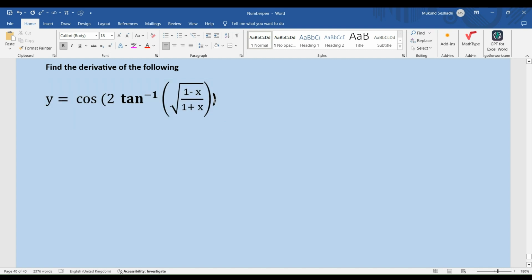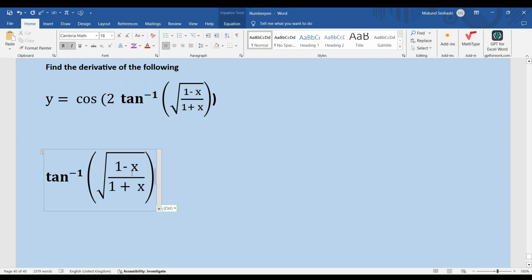And before we jump into applying our derivatives, I want you to take a close glance at this expression, right? So we have a tan inverse of square root of (1 minus x) divided by (1 plus x), right? So I'm just going to copy that expression here.